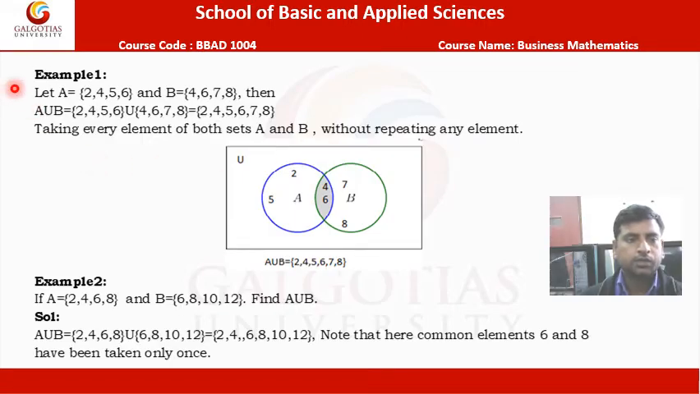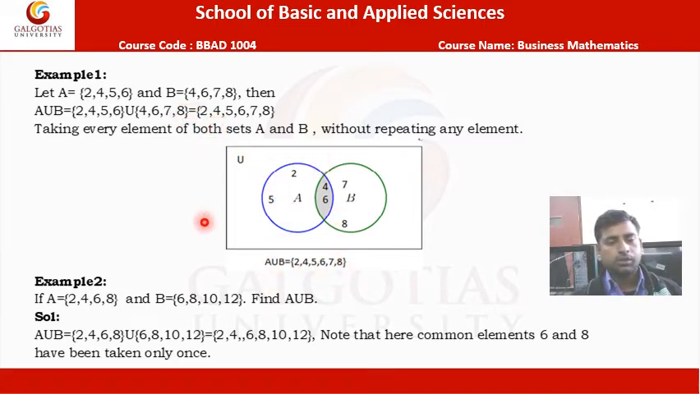Example 1. Let A contain the elements 2, 4, 5, 6 and B contain the elements 4, 6, 7, 8. Then A ∪ B contains all the elements of set A and all the elements of set B, but the repeated elements will be taken only once. Here 4 and 6 are the repeated elements and are taken only once. So A ∪ B is 2, 4, 5, 6, 7, 8.